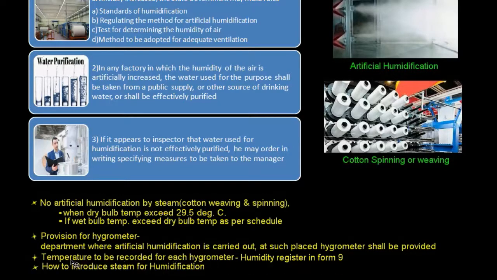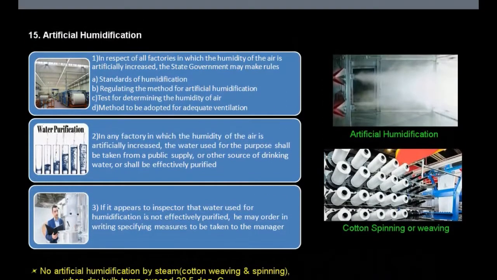The next one is how to introduce steam for humidification. Under these rules piping dimensions have been given, and also the pressure at which the steam has to be introduced, like 5 kg per centimeter square is what is mentioned. Especially the piping has to be insulated. All these things are mentioned under how to introduce steam for humidification. So with this we'll move on to our next subsection.